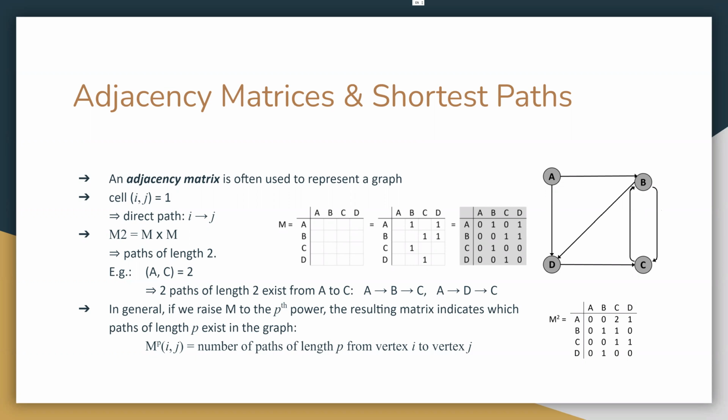Because this is m to the power of 2, m times m, from node A to node C. And as we can see, eyeballing from this one, we can go from A to B to C, or we can go from A to D and then to C. Are there any other paths of length 2 between A and C?